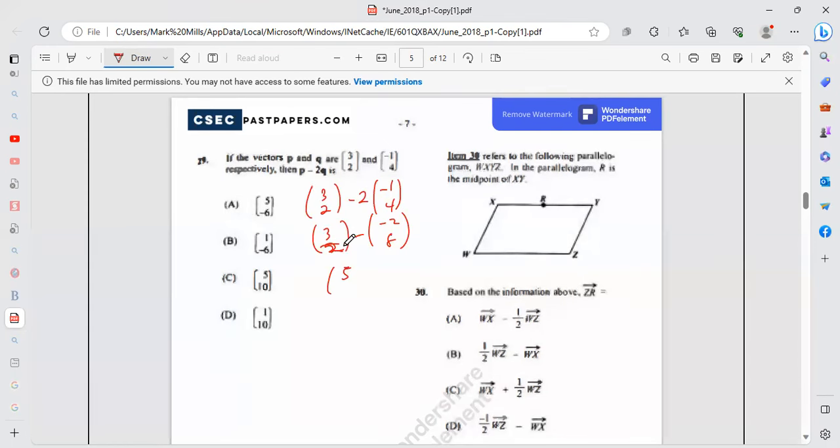Then 2 minus this will give me -6. So 5, -6. So the answer would have been A. Negative to give me positive, and 2 minus 8 to give me -6, right? So we get that one.